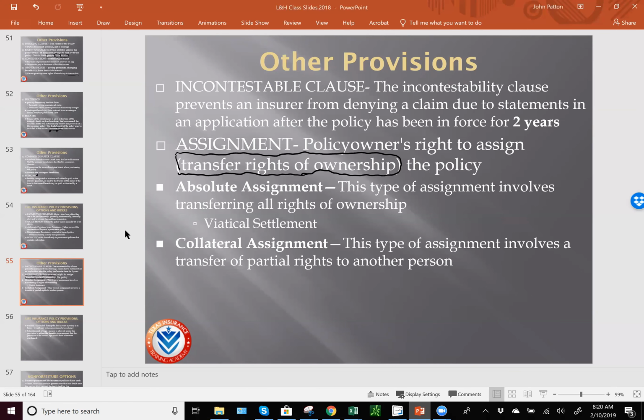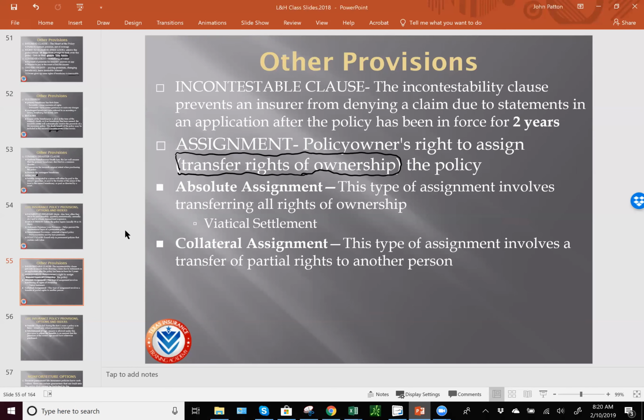First, there is an absolute assignment. An absolute assignment is a complete and permanent transfer of all rights in a policy. One example would be like when my child turned 18, I could transfer all rights over to them. They could start making their own decisions. Or another way that we learn about is a viatical settlement. Viatical settlements are third-party contracts where the insured has a terminal illness and they do an absolute assignment of their policy over to a viatical company. And in return, the viatical company gives them a percentage of the face amount. So that's a complete and permanent transfer of all rights in a policy.